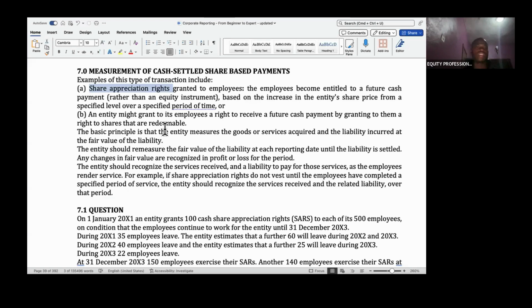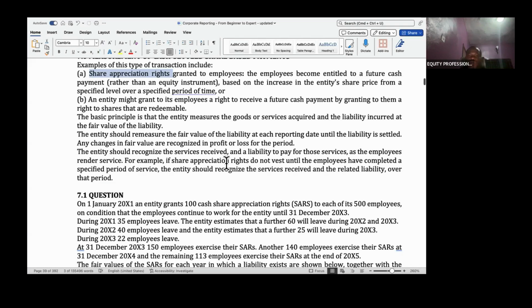Or they give those employees redeemable shares, which are shares that the entity can buy back, collect back from them and give them money. That's redeemable shares. So whatever they give to the employees would ultimately result in the entity giving the employees cash. And those are the differences between cash settled and equity settled. So let's solve this question to attend to that.